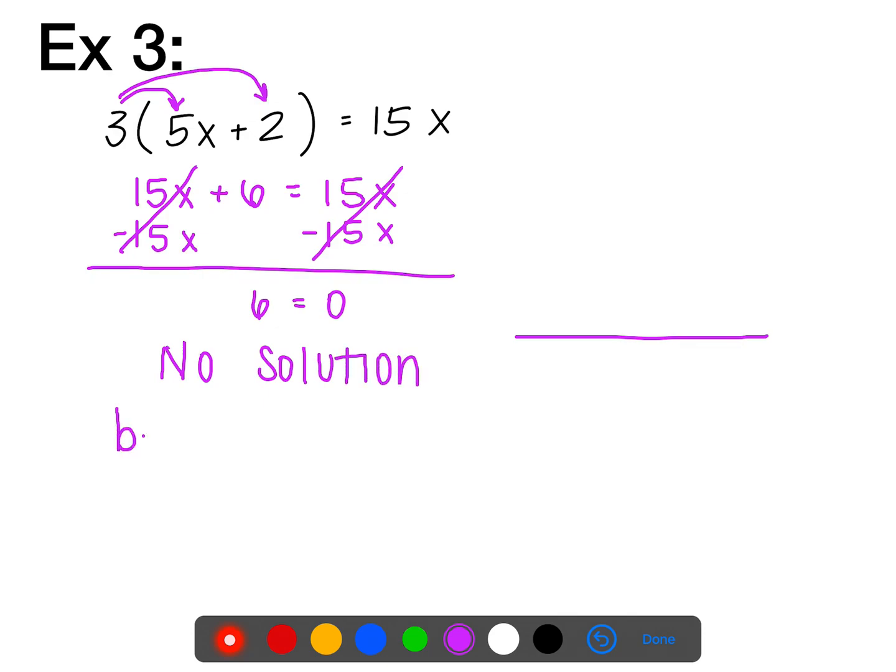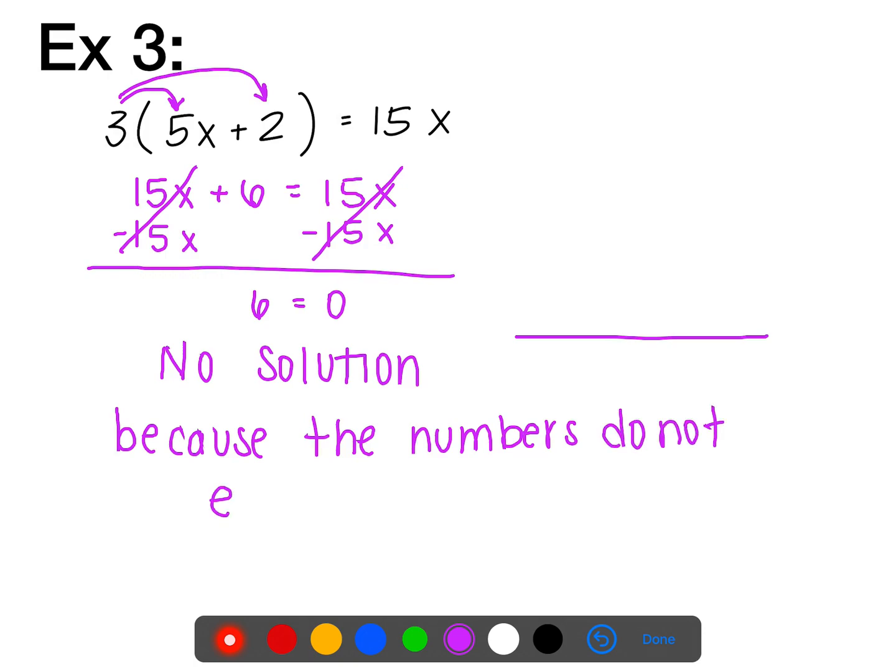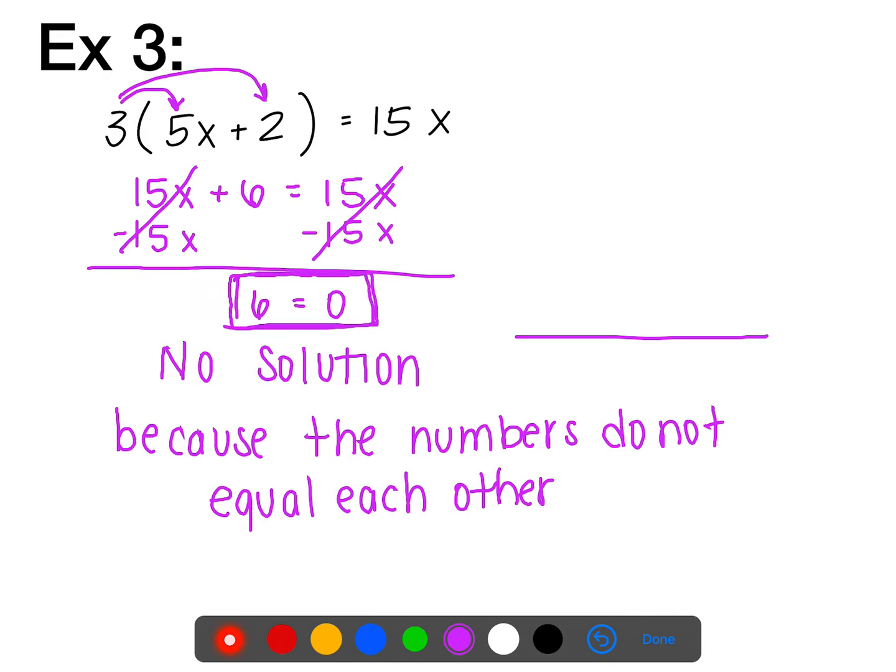And it has no solution because the numbers don't equal each other. So anytime you get an equation that ends up telling you one number equals another number and it's not true, like 5 equals 7, 6 equals 0, 2 equals -1, anytime you end up in a situation where the numbers aren't the same on both sides of the equal sign, then you end up with no solution because they're not the same.